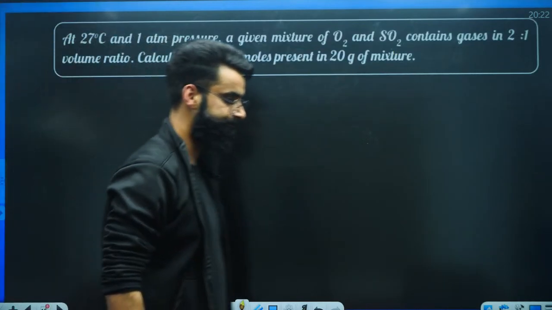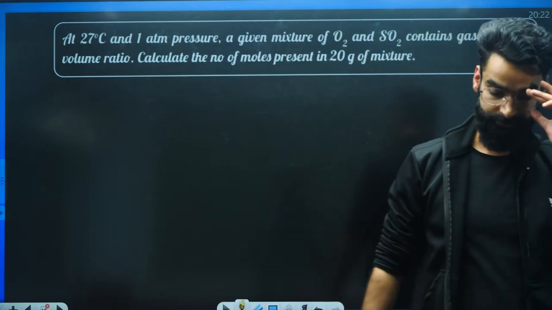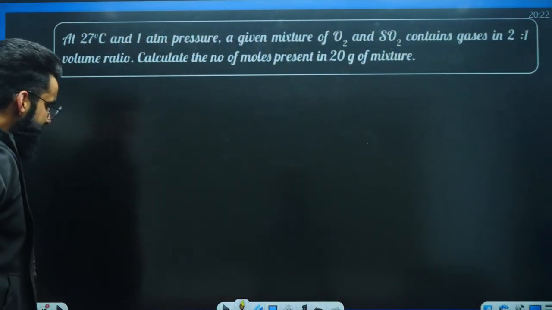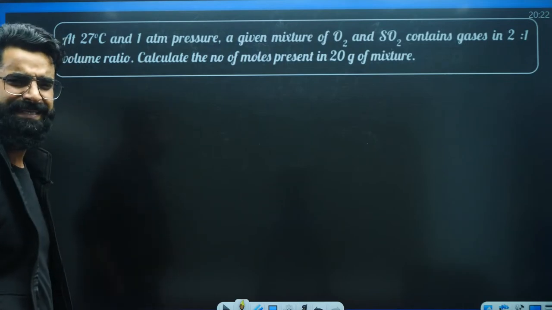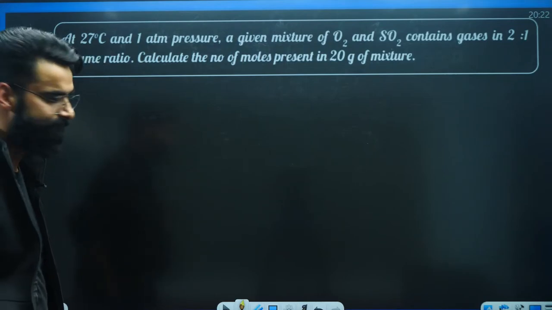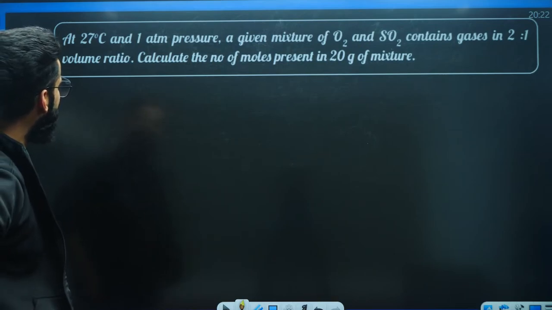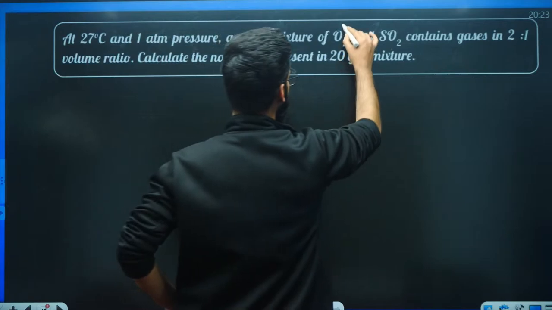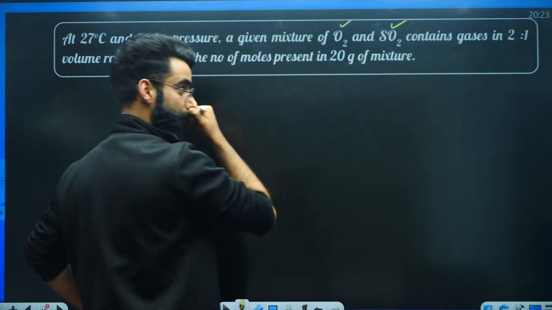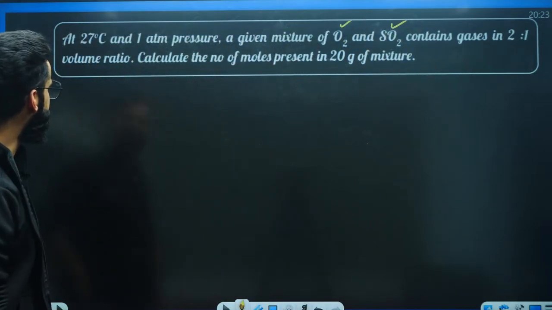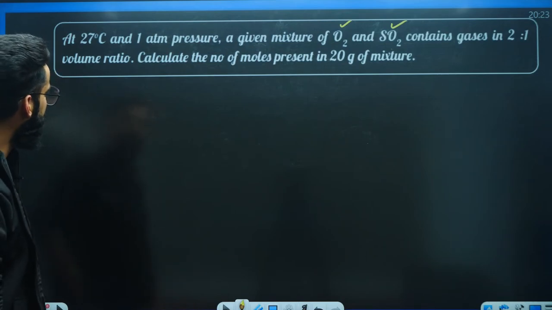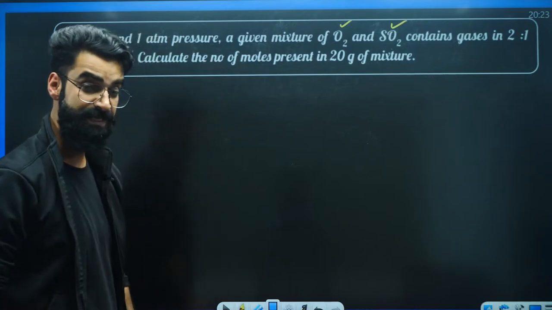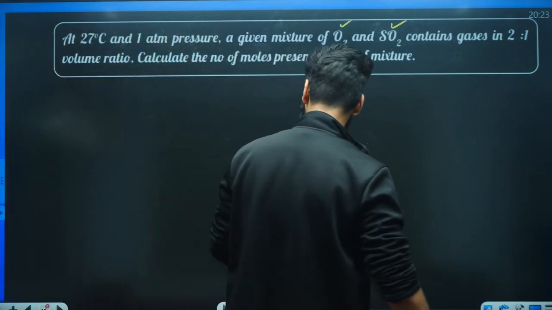Look at this question, guys. As far as this question is concerned, at 27 degrees centigrade and 1 atm pressure, a given mixture of O2 and SO2 contains gases in 2:1 volume ratio. Calculate the number of moles present in 20 grams of the mixture. See what the question is and have a look how we are going to solve it.